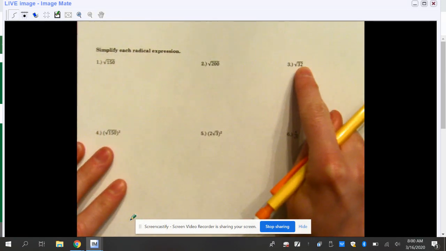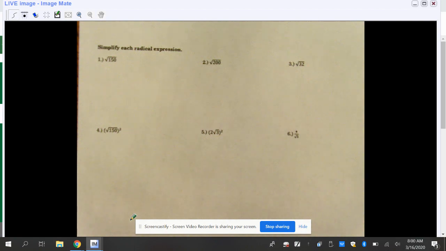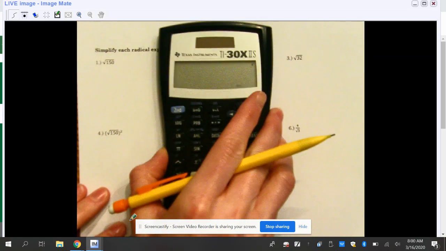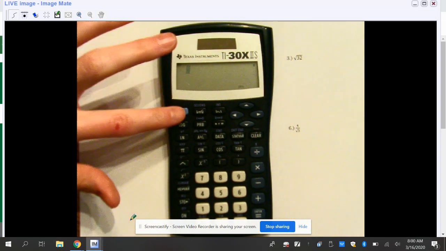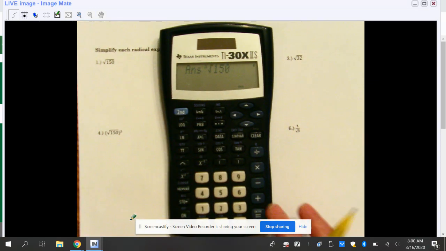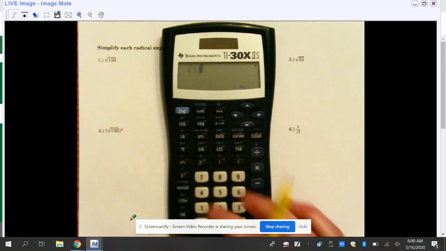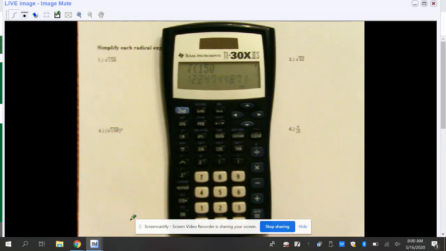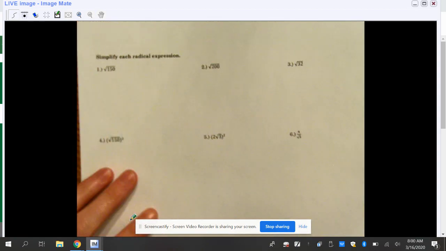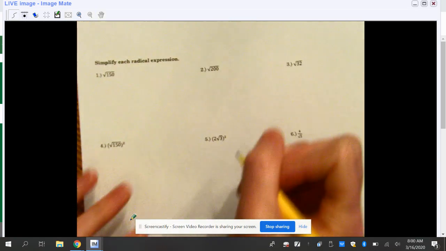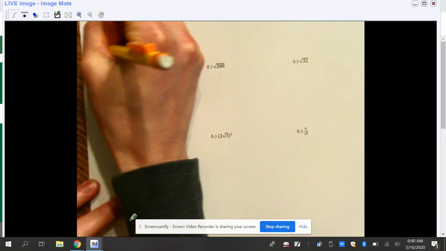Remember my first suggestion: when you have a number, especially one that you're maybe not as familiar with, type it into your calculator and ask, is the square root of 150 going to be a whole number? No, it's not. So then we're going to do that up here.